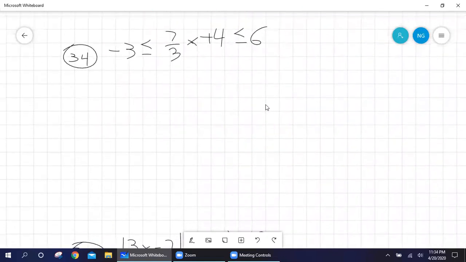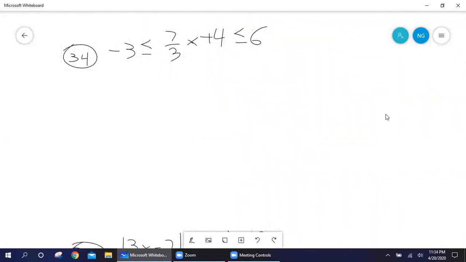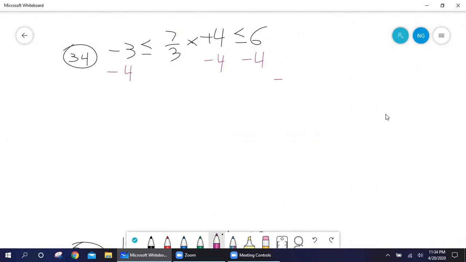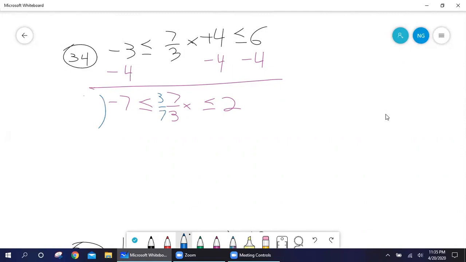For number 34, we have a compound inequality. I'm basically solving both inequalities at the same time. I'm going to subtract 4 out to both ends. So now I have -7 less than or equal to 7/3 x less than or equal to 2. To get rid of the 7/3, I'm going to multiply by 3/7. And I'm going to do that on both sides.